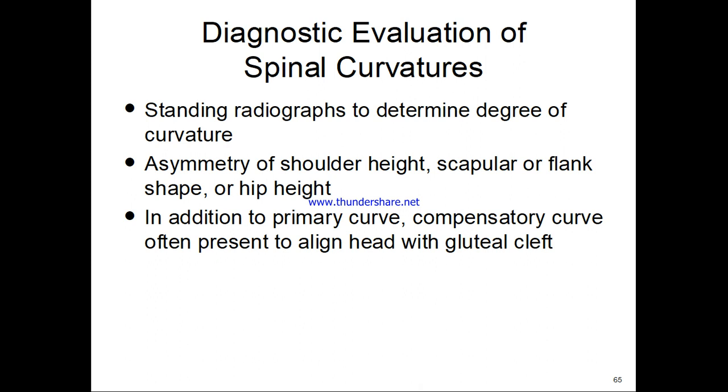For diagnostic evaluation of spinal curvatures, they're going to get x-rays in a standing position to determine the degree of curvature. The examiner may be able to see asymmetry of the shoulder height, of scapular or flank shape, or hip height, and this will be confirmed on x-ray as well. In addition to the main curve, sometimes there's a compensatory curve in the other direction to try to align, and that is the S shape.